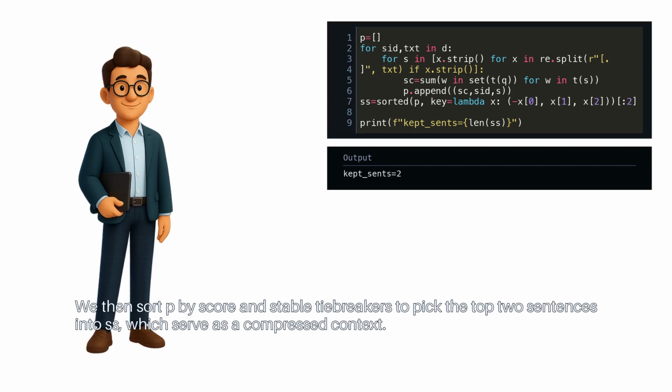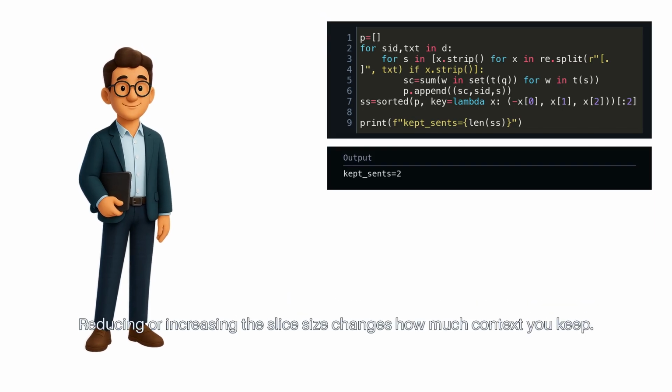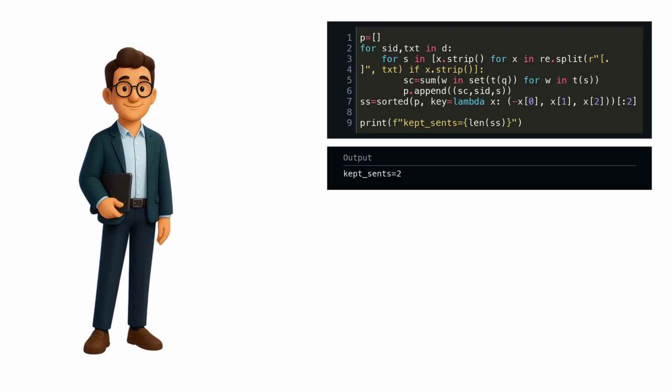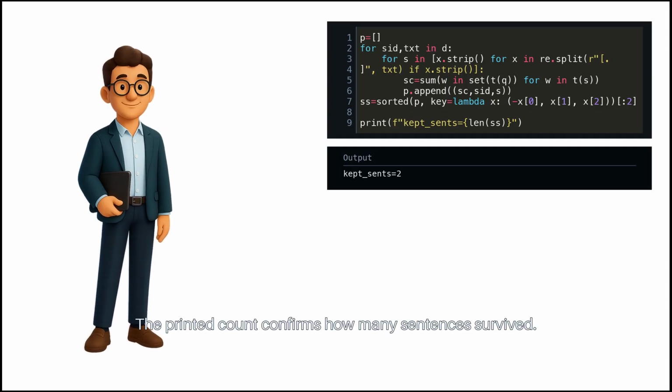We then sort P by score and stable tiebreakers to pick the top two sentences into SS, which serve as a compressed context. Reducing or increasing the slice size changes how much context you keep. The printed count confirms how many sentences survive.